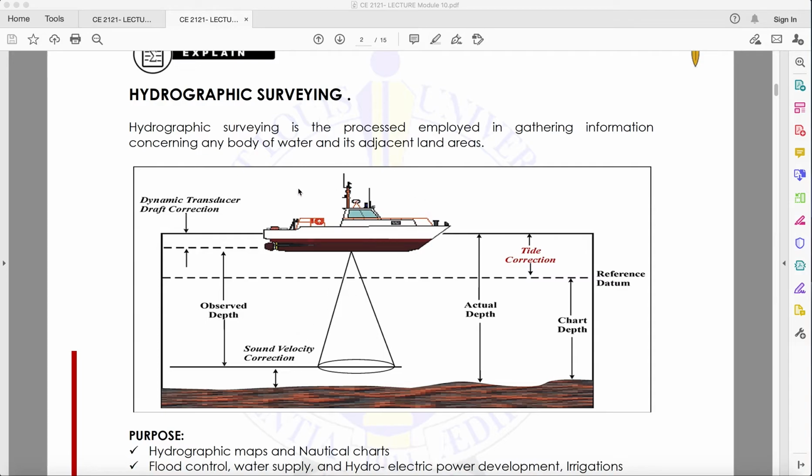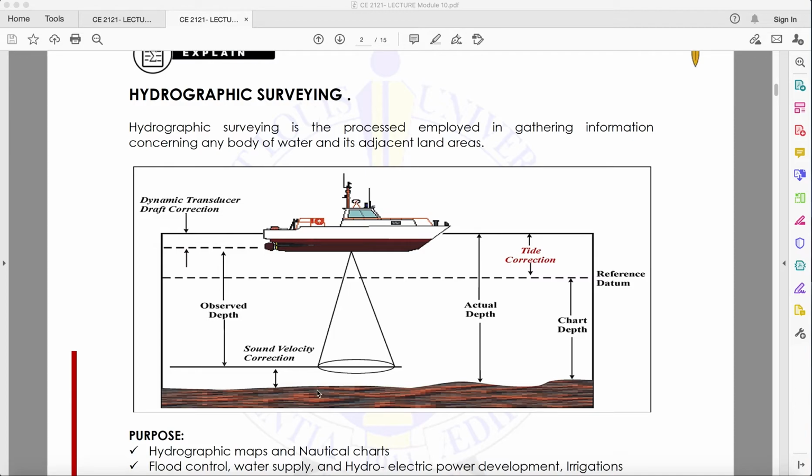Okay, so for example, you have here your team that is conducting the survey, and this is the equipment. You have here the equipment attached to the boat. So you have here the dynamic transducer draft correction, because this is the surface of the water and this is where the machine is attached. Then there is an observed depth, and you have here the sound velocity correction.